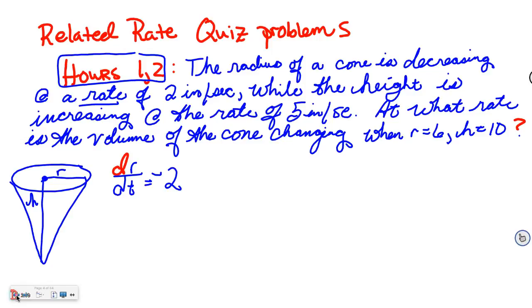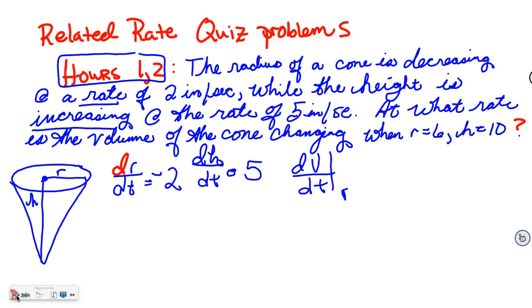We'll call that V. And it says the height is increasing, so that'll give me a positive rate of change. So I'd write that as dh/dt equal to positive 5. And then my question, what do I need to find? At what rate is the volume of the cone changing? So I need dV/dt, the instant when the radius is 6 and the height is 10.